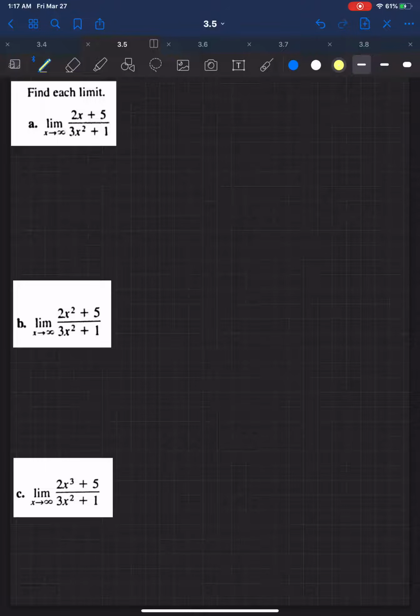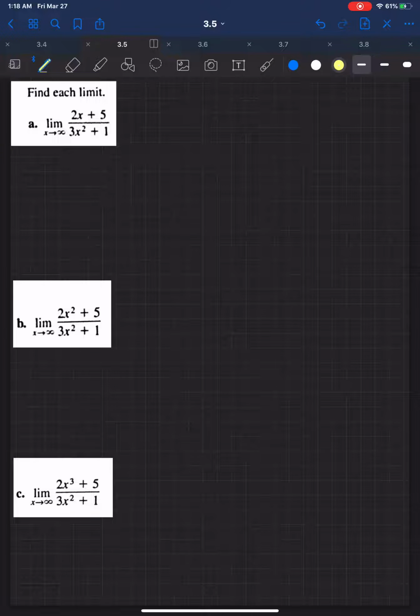So let's start with what you're going to divide by. Take a look at A. Let's look at the denominator. Are you with me that x squared is the largest degree of the variable in the denominator? Same thing here for B, same thing for C. So are you with me that I'm just going to divide everything by x squared?